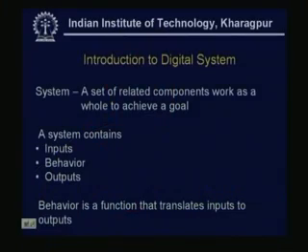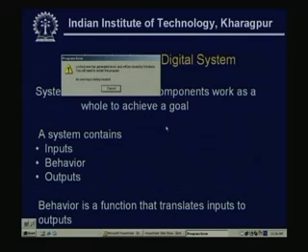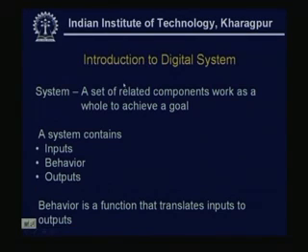So, first we see what we mean by a system. A system can be defined as a set of related components that work as a whole to achieve a goal. What do related components mean? Say the system has different parts, but when they act as a whole, it will act as a whole to achieve a goal.